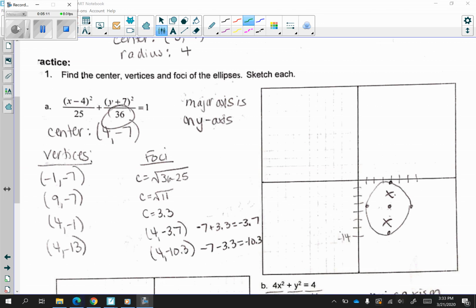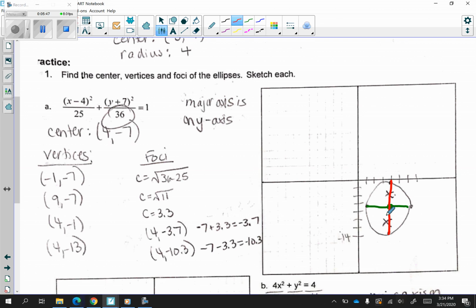So practice number 1 says find the center, vertices, and foci of the ellipse, sketch each. So remember, my center is not (0, 0). It's going to be the opposite sign, so (4, -7). So (4, -7) is approximately here. I plot my point. Now, I take the square root of 25, which is 5. So I go 5 to the left, 5 to the right. Take the square root of 36, which is 6. And I go 6 up, 6 down.